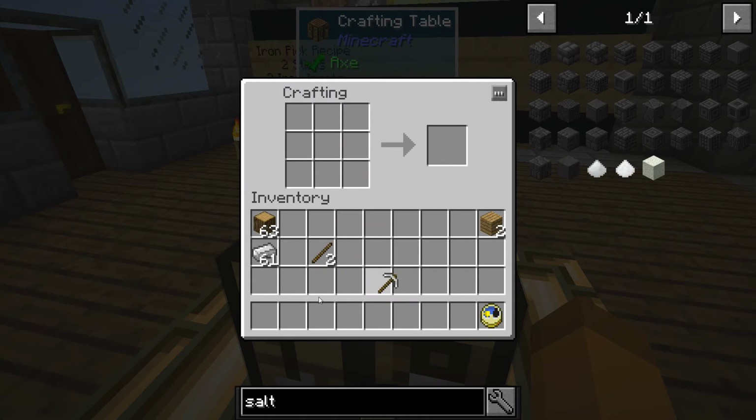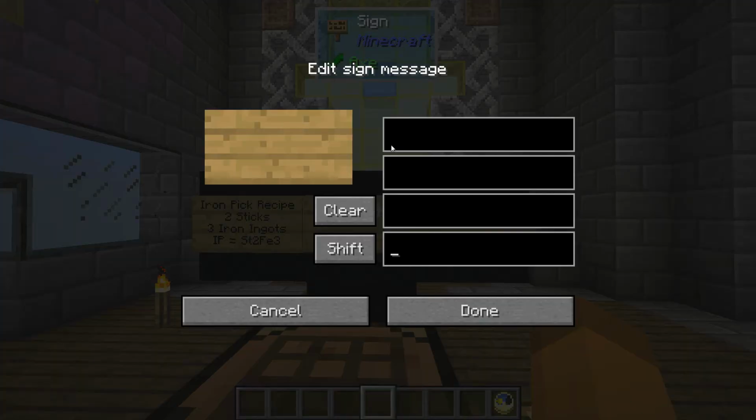Let's look at some other examples of this, and let's look at how we can write this down. In chemistry, we usually write this down using the arrow notation. So we might say something like 2 sticks plus 3 iron yields an iron pick. Alright? And remember that the iron pick has this formula that you can kind of make out in the corner of St2Fe3.